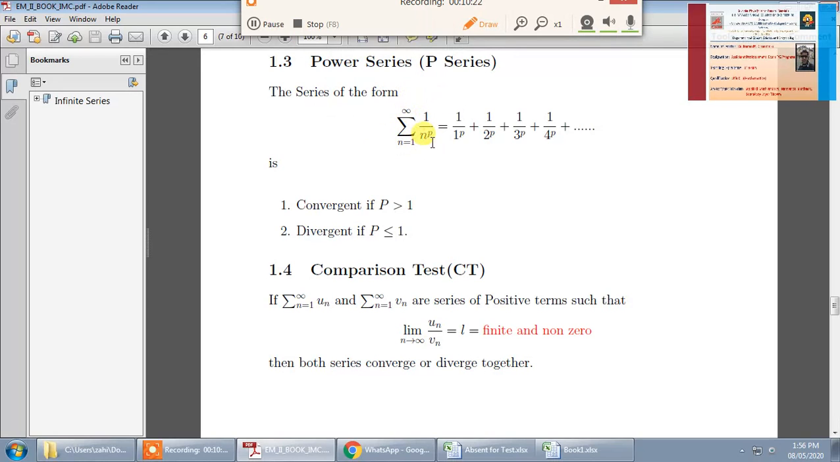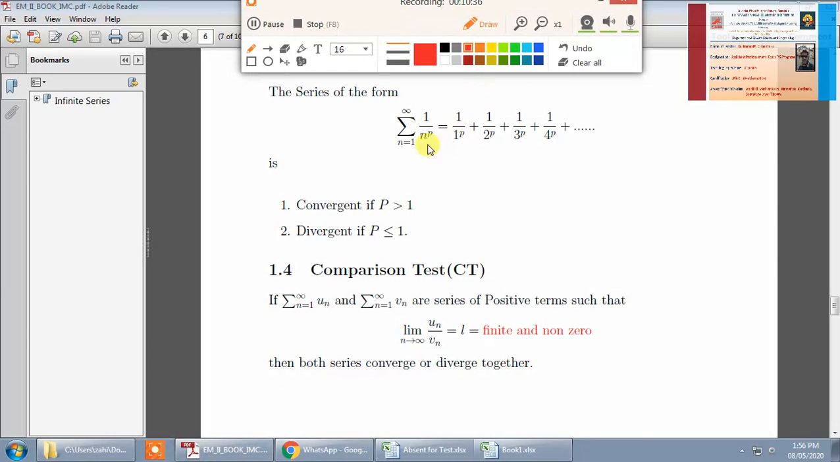Summation n from 1 to infinity, 1 upon n raised to p. 1 upon number: if the number is 1, 1 raised to p; if the number is 2, 2 raised to p, and 3 raised to p. So if you have a series like this, summation n from 1 to infinity, 1 upon n raised to p, is equal to, so this is nothing but this.